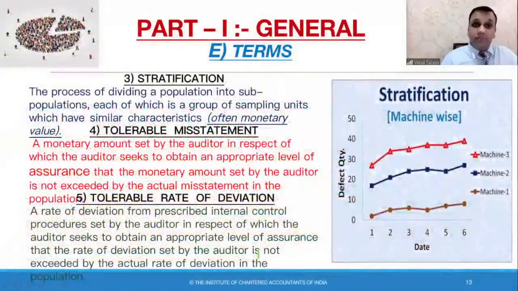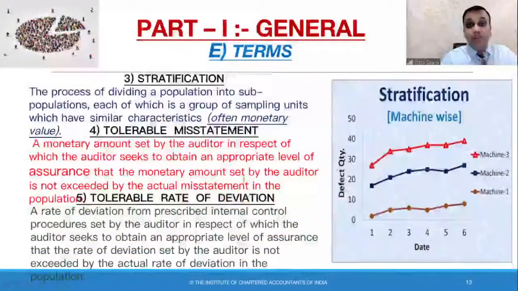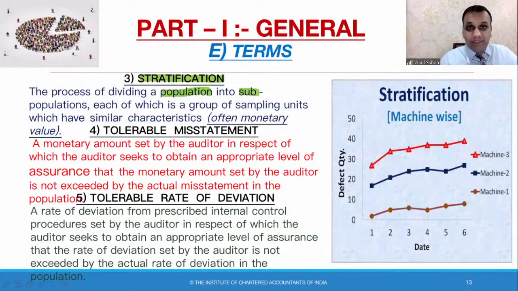Now some other terms. The first term is stratification. What is stratification? It is a process of dividing a population into subpopulations. So categorizing, subcategorizing the population, each of which is a group of sampling units which have similar characteristics. In our case, it is often monetary value. In the case of auditing, we stratify basically on the basis of monetary value.